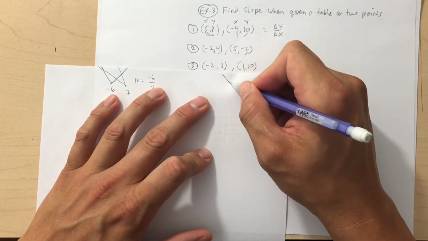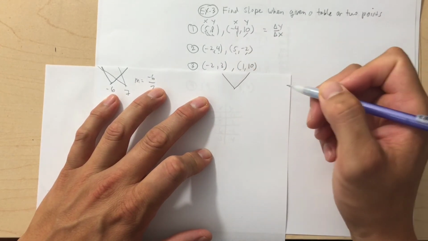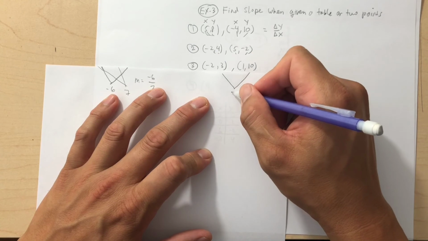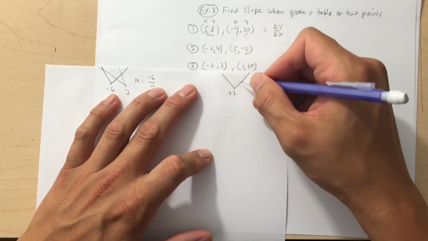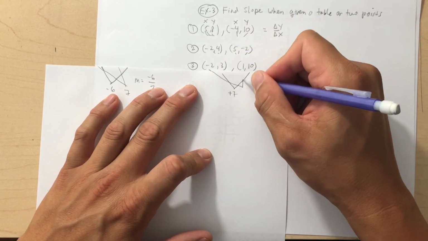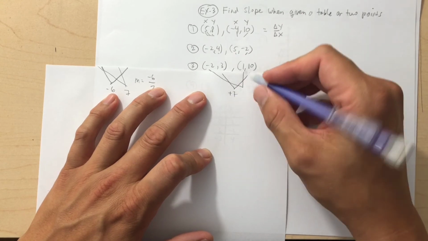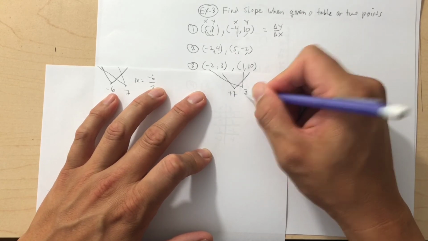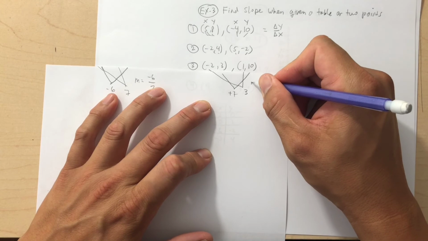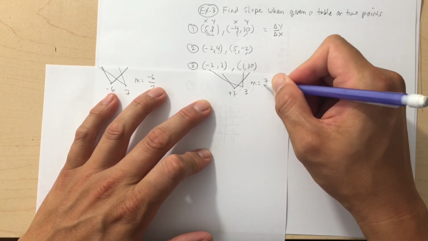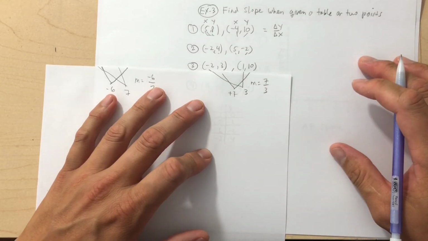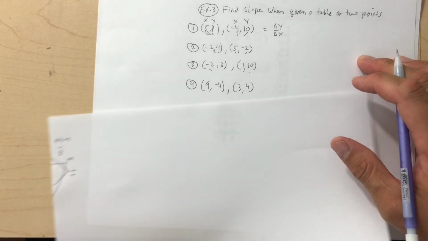Again, my change in Y, 3 to 10, that's positive 7. That's good. And then finally, you're doing from negative 2 to 1. That's another positive, and that is good. That's also 3. So my slope for this one is equal to 7 over 3. All right. Okay, number 4.